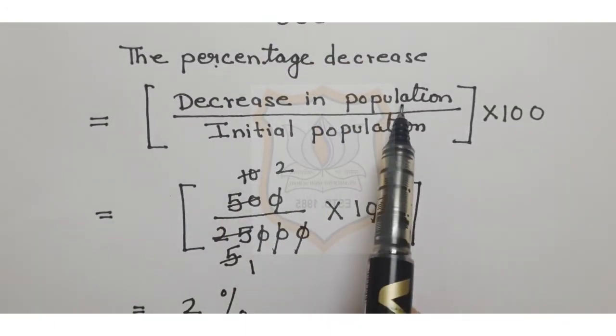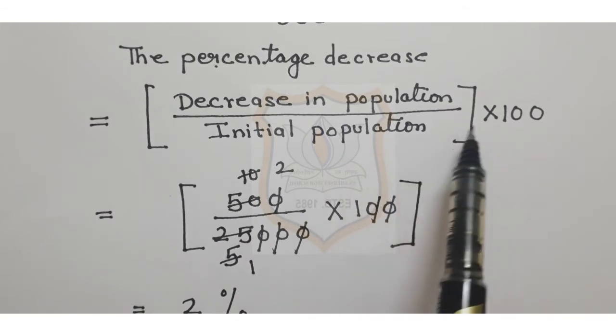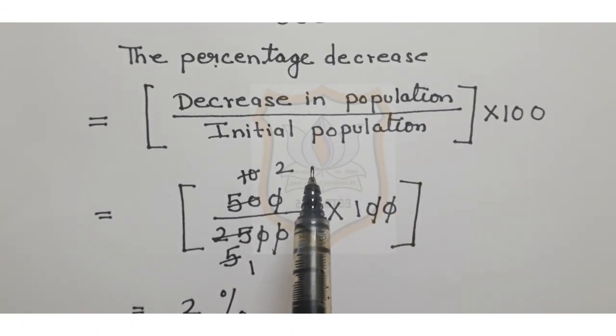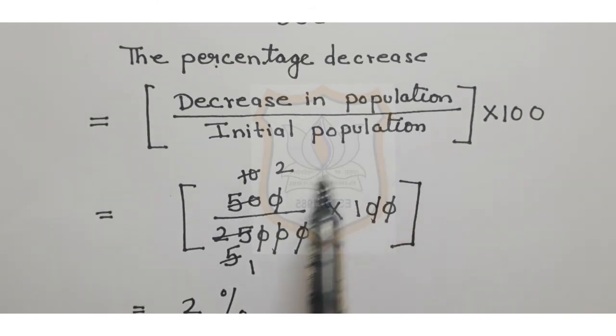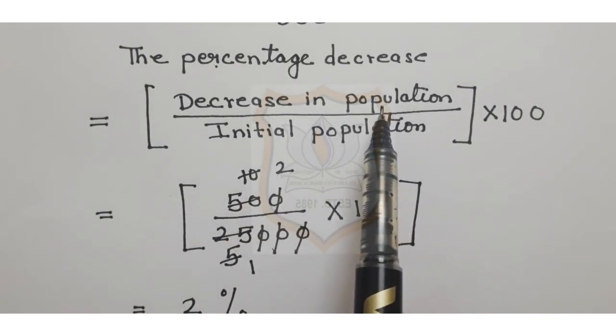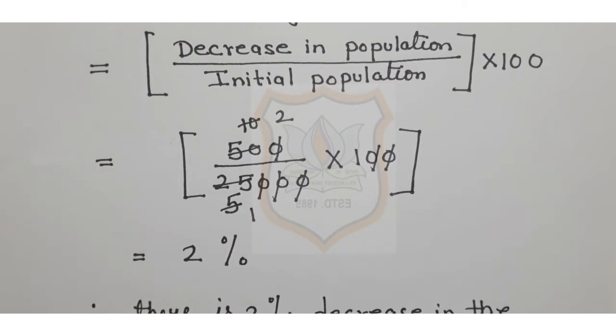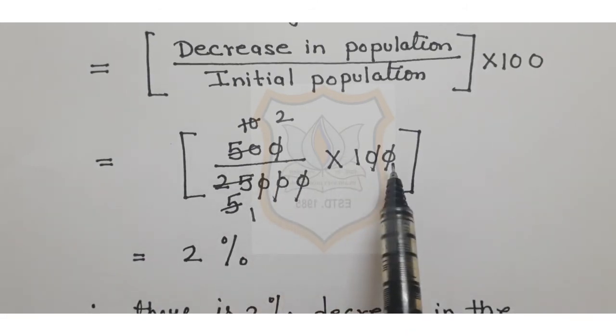Now, to find out the percentage decrease, the formula is: percentage decrease is equal to decrease in population upon initial population into 100. This is the formula to find out the percentage decrease. The decrease in population we have just calculated is equal to 500. So 500 upon initial population, the starting population, which was 25,000, into 100.